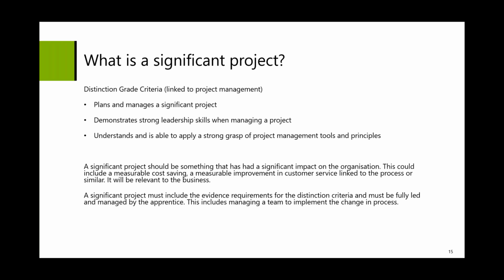So the apprentice is the one managing this, creating this, doing this. They must be able to lead a team to implement the change in process. So the apprentice doing this has full ownership of this project. Therefore, for a significant project, they should be using I rather than we.